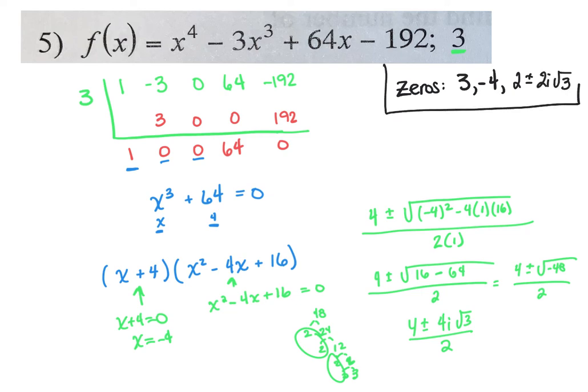Those are my zeros. Just to double check here, I have 1, 2, 3, 4 zeros. I have a degree of 4. This is correct. And I have 2 imaginary and 2 real, which makes sense because my imaginary came in pairs. And then my real added up to the degree.